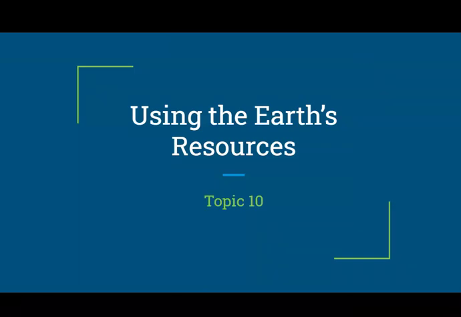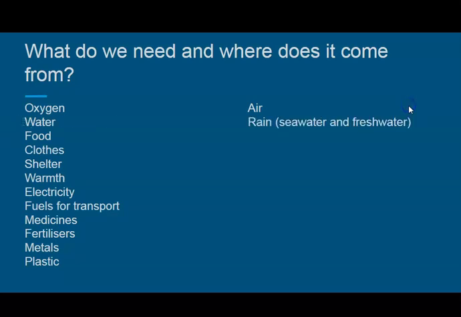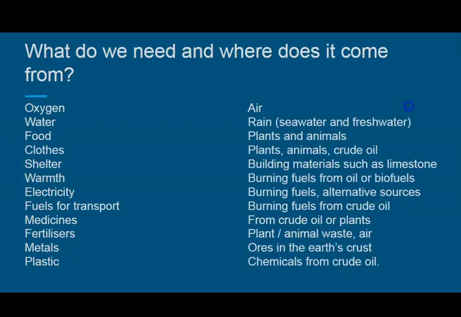Okay, yesterday we made a very brief start on the using the Earth's resources topic, and we looked at what we need and where it comes from. And you can see the list there. Now what we need to look at is something that's a bit more geography than chemistry: sustainable development. So this could be revision for your IGCSE geography, which has yet to be cancelled, but I can't believe it won't be. So, sustainable development.